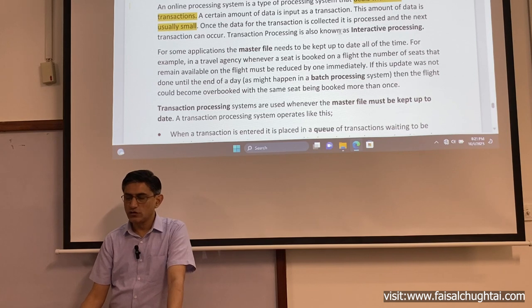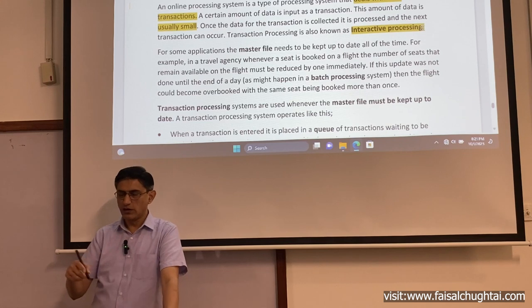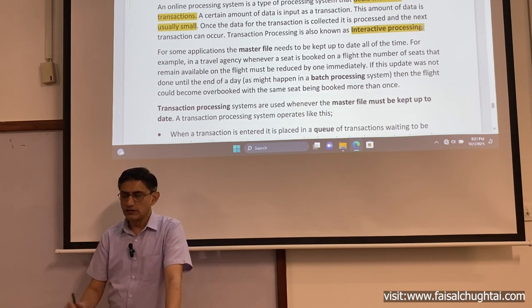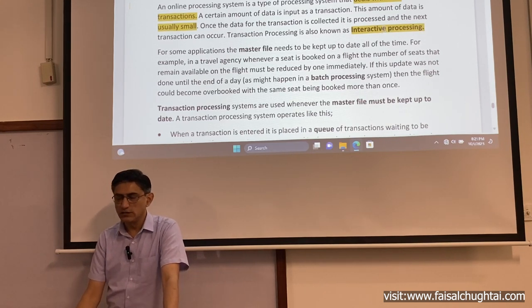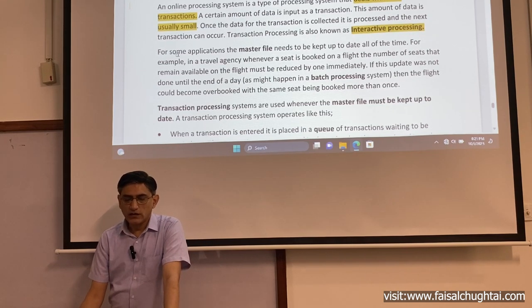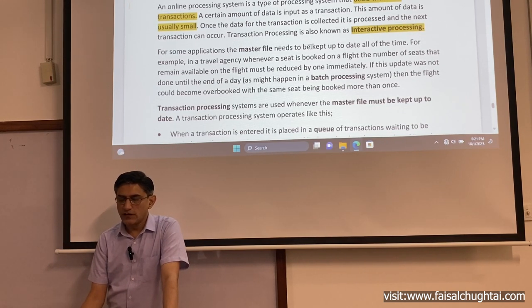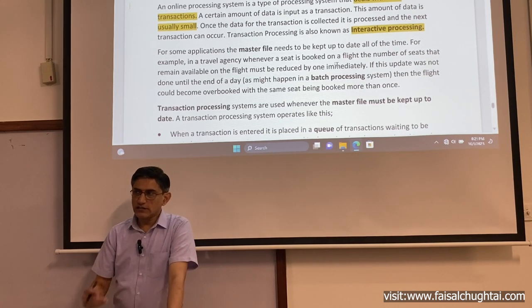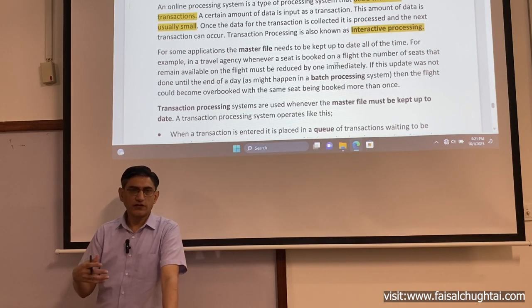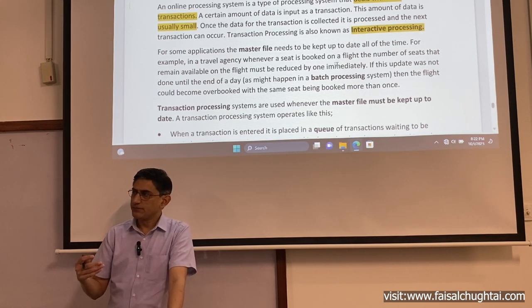Transaction processing is also known as interactive processing. So the term that I just spoke about a while ago, you can see that the term has been used to describe online processing. Okay, for some applications, the master file needs to be kept up to date all the time. For example, in a travel agency, whenever a seat is booked on a flight, the number of seats that remain available on the flight must be reduced by one immediately. This is one example of transaction processing or of online processing.